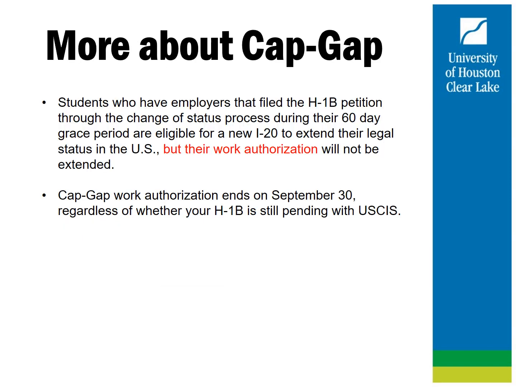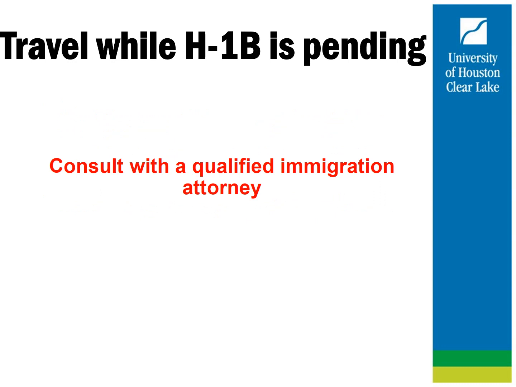If your work authorization period ended before April 1st and you are still in your 60-day grace period, you are eligible for an extension of stay in the USA, but you are not eligible to work until the H-1B application is approved and your new status has started. Students in this situation should contact their international advisor for more information. Consult with a qualified immigration attorney regarding travel while your H-1B is pending.